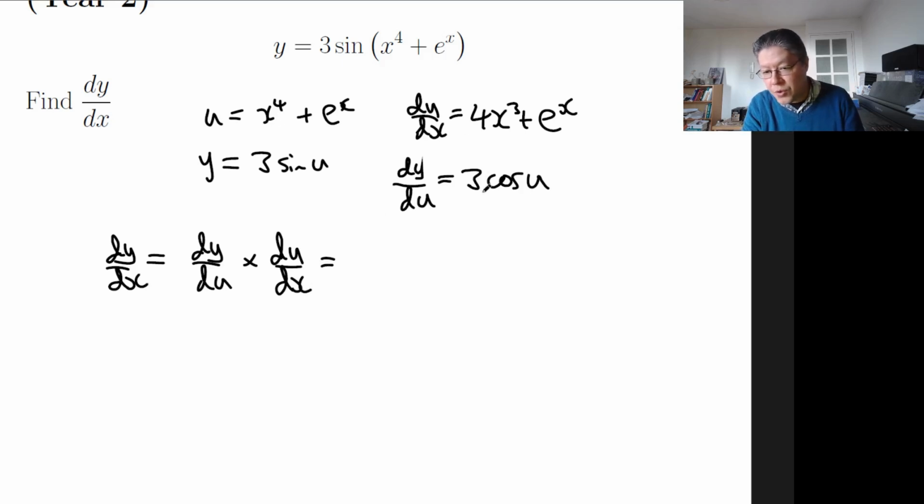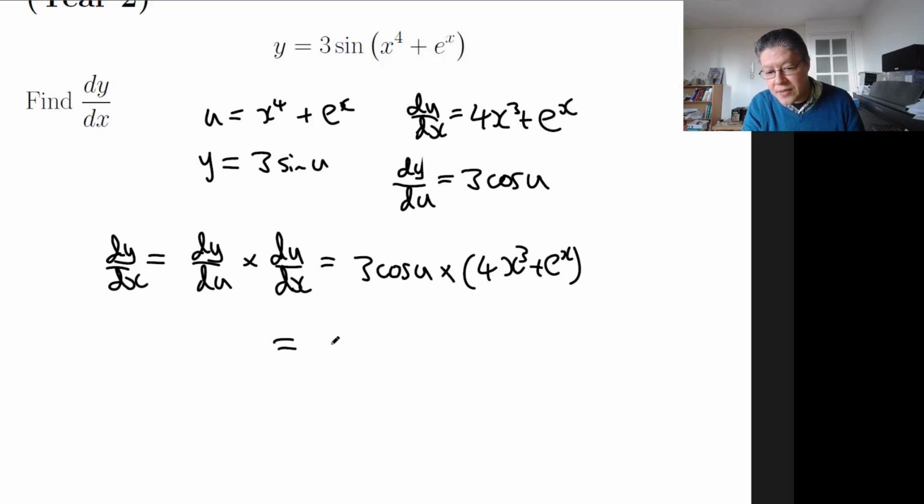So dy du, that's the bottom one there, that's going to be 3 cos u, and that gets multiplied by du dx. So that's 4x cubed plus e to the x. And then the last step is that we now get rid of this u, because u wasn't in the original question. That was introduced later as an intermediate step. So u is going to get replaced by this over here.